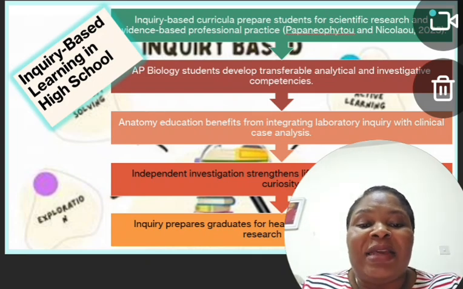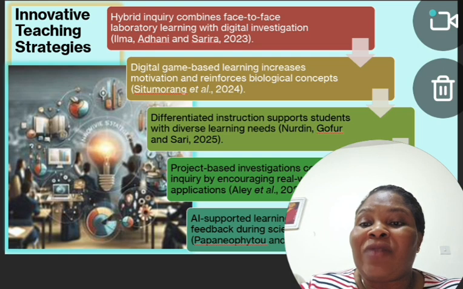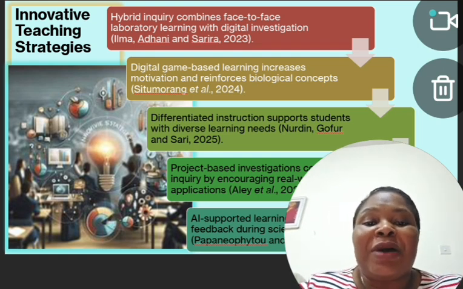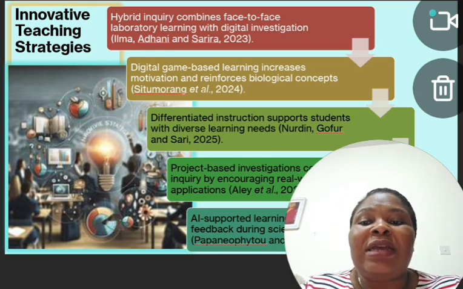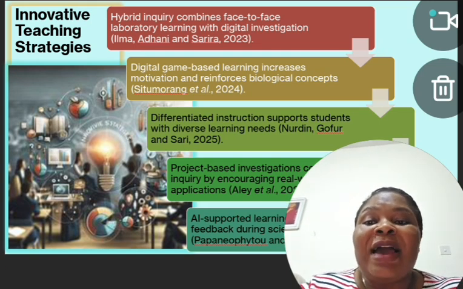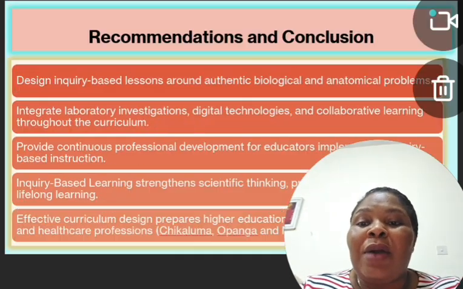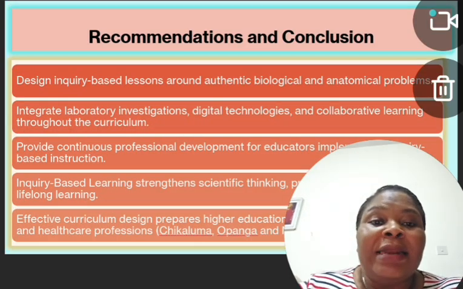Innovative teaching strategy is complemented by innovative teaching practices. This enhances student engagement and provides personalized learning for them. Let's move on to the next slide, where we have the recommendations and the conclusion.